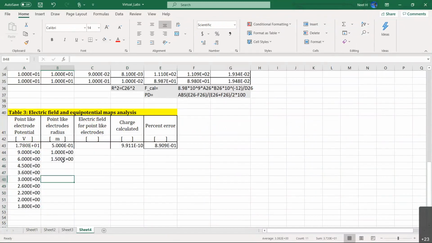Question. And the separation between each equipotential line and the charge is each 50 centimeters adding up, right? We're starting at 0.5 meters, 1 meter, 1.5 meters, 2 meters, 2.5 meters, 3 meters, 3.5 meters, 4, 4.5, and then 6.